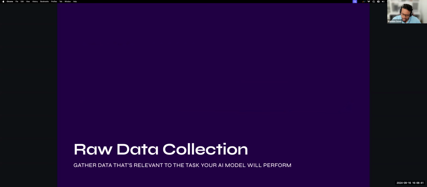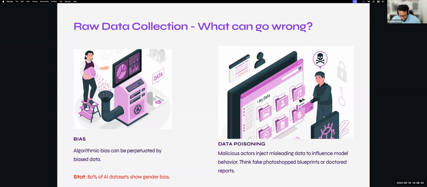So step one, raw data collection. This is where we're gathering that data. One of the biggest issues that I see with LLMs is the concept of biased data, right? The stat that I have highlighted here, and I'll show you a really good example on the next slide, is that 80% of AI data sets show gender bias, okay? This is obviously a problem, especially in today's inclusive environment. We want to make sure that we're not alienating any of our users.